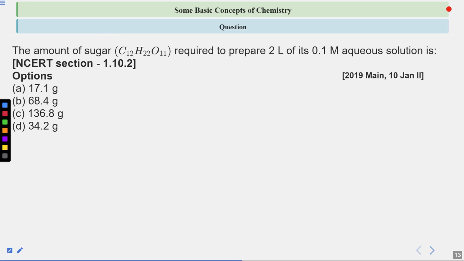In this question, the amount of sugar required to prepare 2 liter of 0.1 molar aqueous solution is. So 4 options are given. This was asked again in 2019 JEE Mains on the 10th January in the second shift. Your time to solve the question starts now. I guess it's a very easy question.